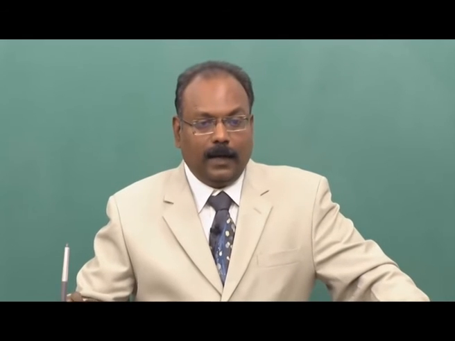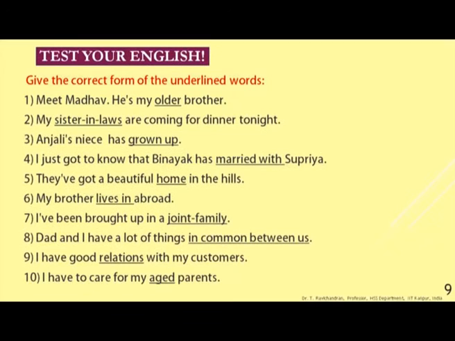8. Dad and I have a lot of things in common between us. Again this is commonly said, like she and me, we have lot of things in common between us. What is wrong with in common between us? How can you improve on this? 9. I have good relations with my customers. Relations is the word you need to check. 10. I have to care for my aged parents. What is wrong with the use of this aged?